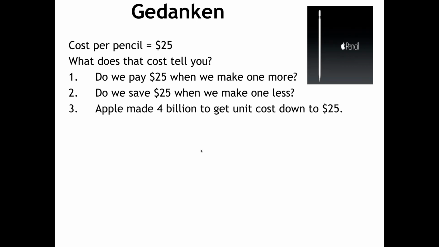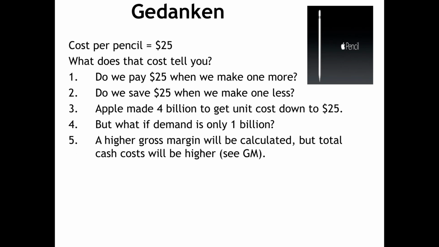Does it mean that if Apple made 4 billion of these to get the unit cost down, you know, that idea that we can drop the unit cost by producing more because of economies of scale, we're spreading the fixed cost over a larger volume. Now, I want to come back to that point because it's kind of absurd if you think about it, but we'll get to that in a minute. But what if demand is only for 1 billion of these and they made 4 billion because they were focusing on the cost per unit to get that down to keep their margins up? A higher gross margin will be calculated per pencil sold, but total cash costs will be higher.